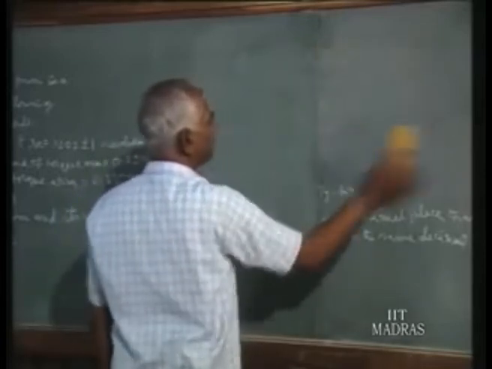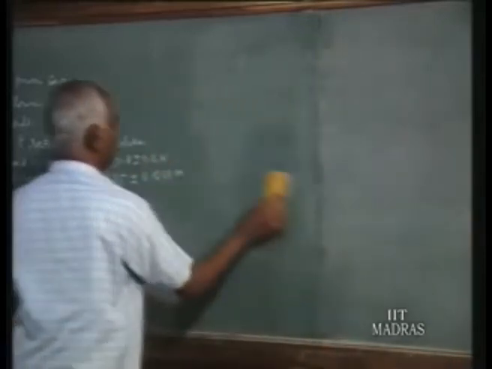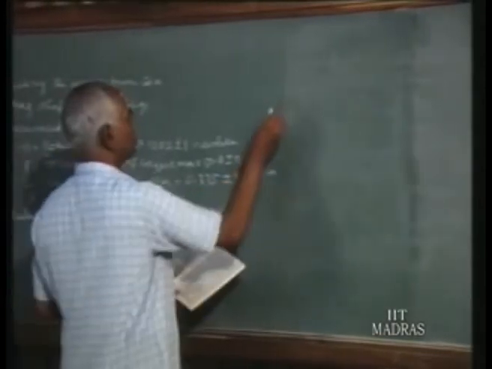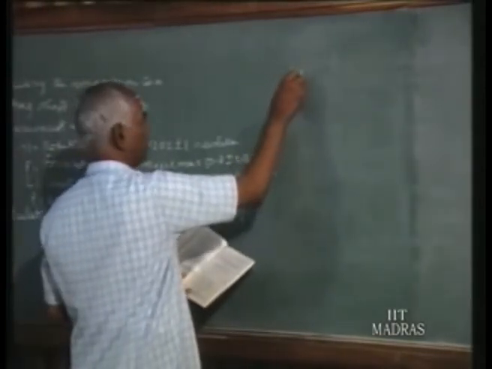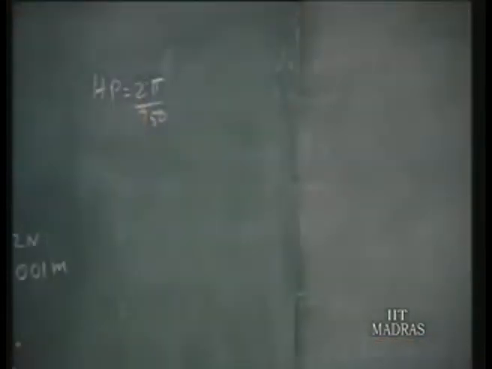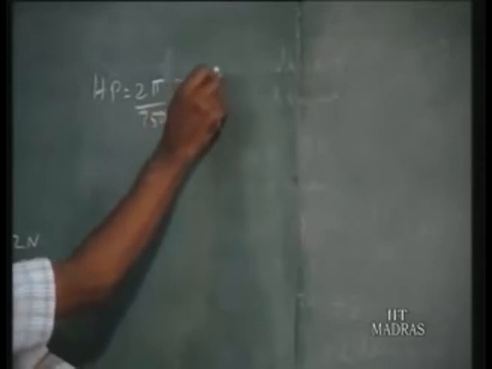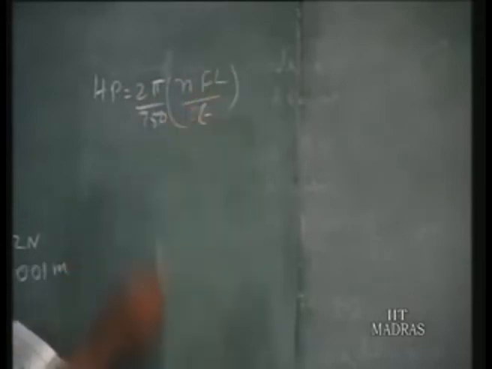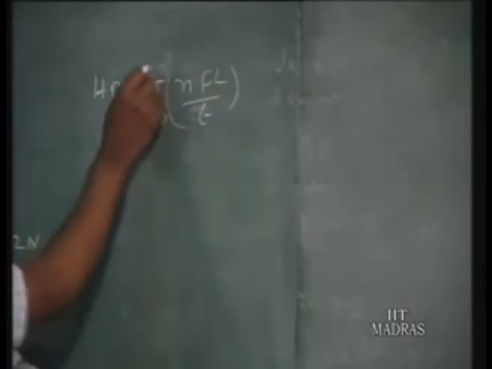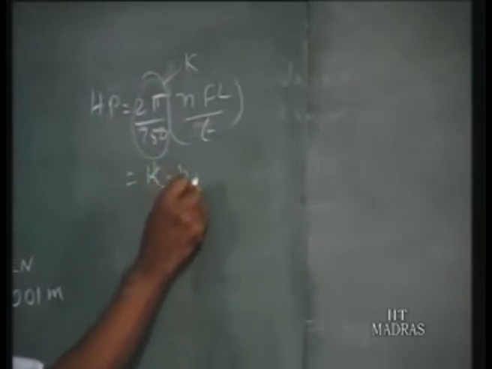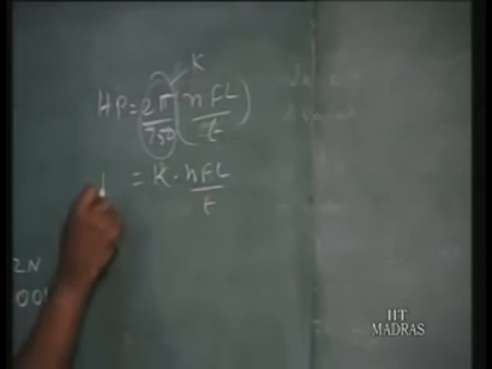We first compute the partial derivatives. I can write it the following way: horsepower is equal to 2 pi by 750 into N F L by T. One part is constant, so I will write the whole thing as k. So, horsepower is k into N F L by T.